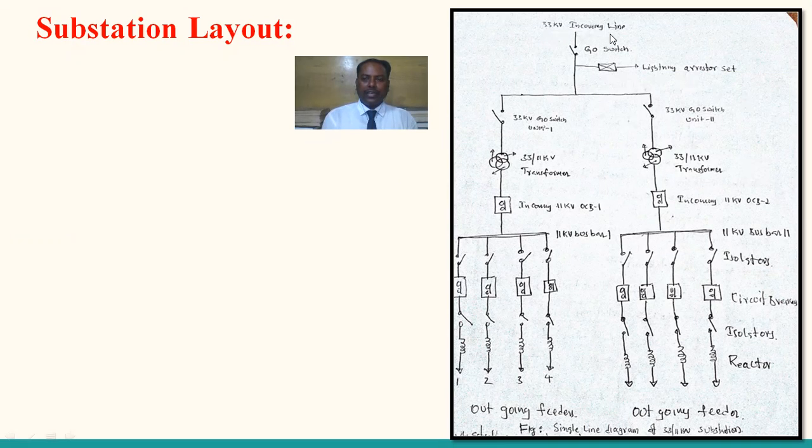The 33 kV incoming line is a sub-transmission or a transmission line. It enters the substation through a controlled switch and a lightning arrestor set. This incoming feeder is divided into two parts. Why is it divided into two parts? For the convenience of the substation staff to supply power to the consumers.